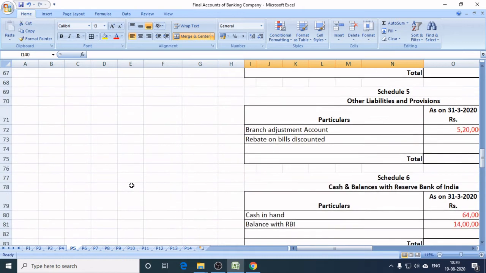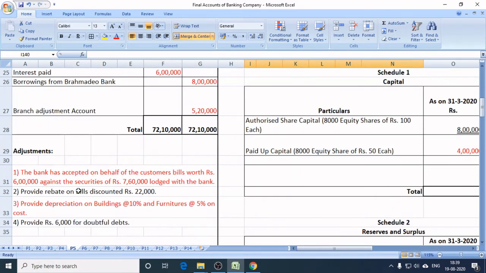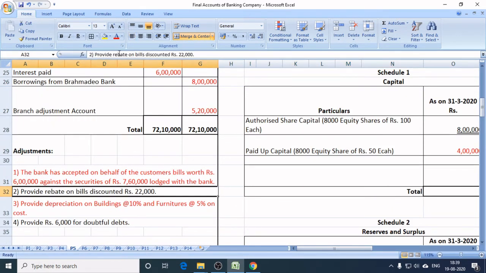Now the next is provide rebate on bill discounted. Now you know that this rebate on bill discounted is nothing but the discount received in advance or discount received but not earned. It is also treated as an unexpired discount. Actually, technically, it is an income of next accounting year, and so it cannot be treated as an income of this accounting year. And as far as this adjustment is concerned, we could say that this discount, the value of rupees 22,000, is already included in this year's discount.